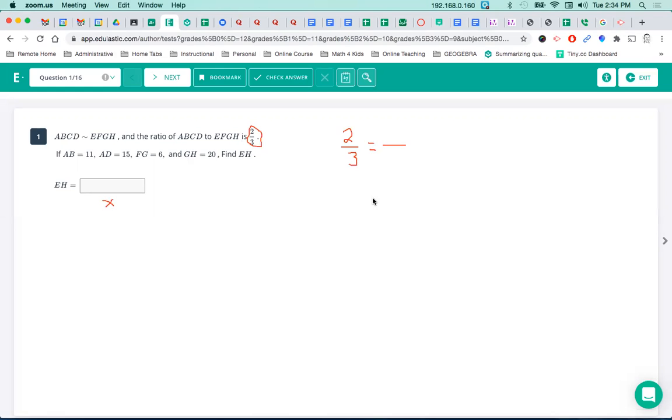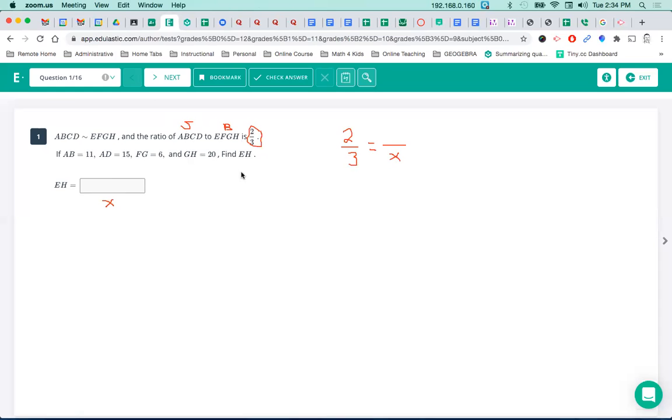Now where do I put that X? Well, let's take a look. It says ABCD to EFGH is 2 to 3. That means that because it's this to this, that's that to that. ABCD is the smaller, and EFGH is the bigger of the two. Well, EH is a side in the bigger one. So 2 to 3, I've got to match the EH side, X, up with the 3. So that goes in the bottom of our fraction.